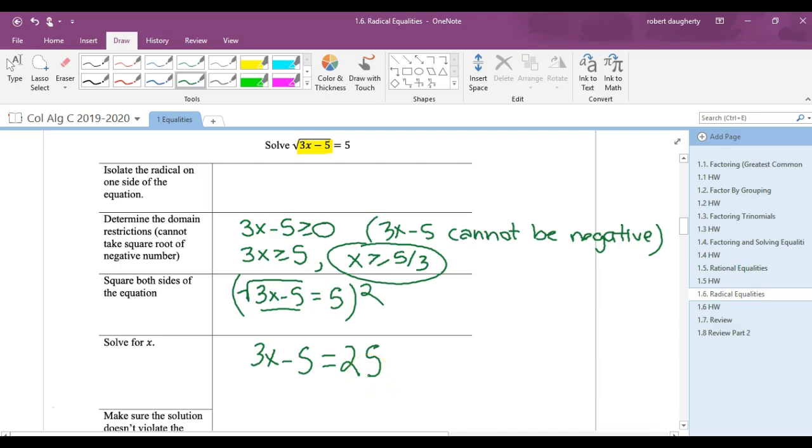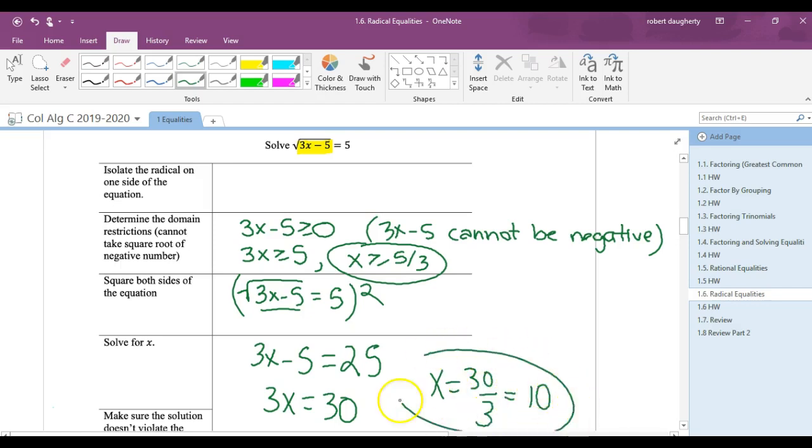If I add 5 to both sides, 3x equals 30. And then what? x equals 30 over 3, or 10. No, just x equals 10 is fine, however you get there. And I know that x has to be greater than 5/3. 10 is greater than 5/3, so I'm good to go there.